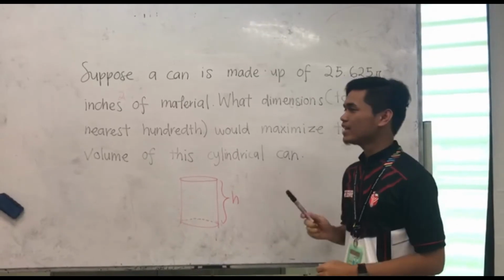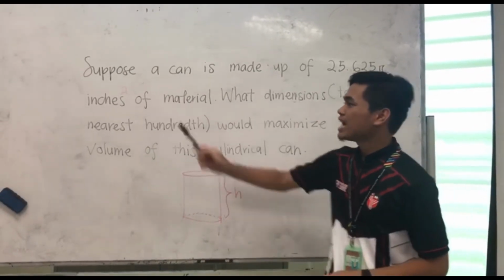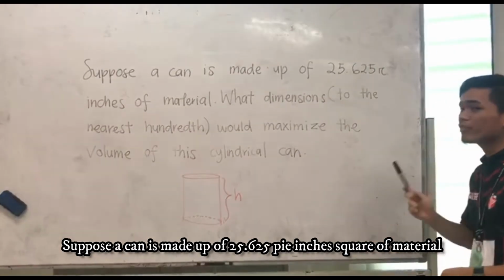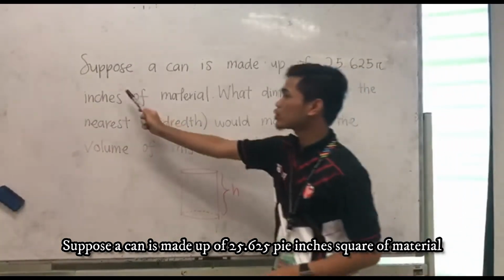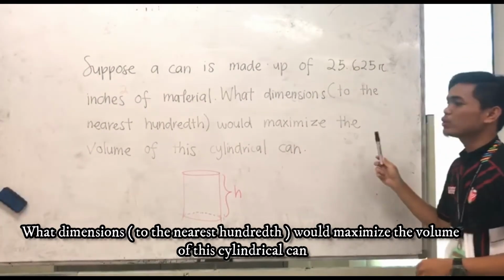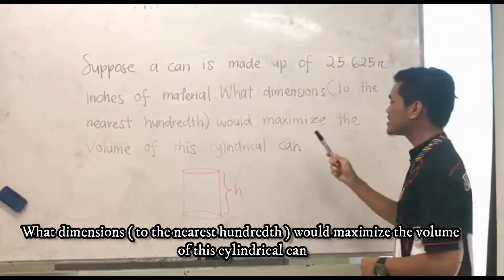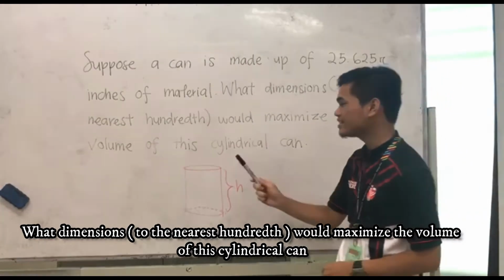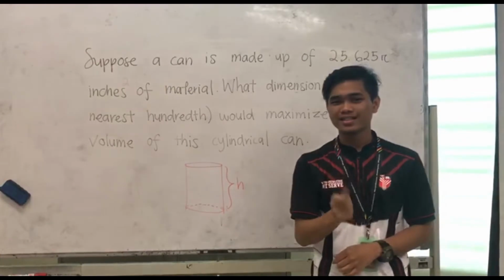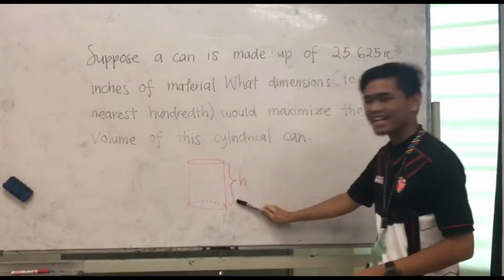Okay, first, let's read up the question first. Suppose a can is made up of 25.625 pi inches squared of material. What dimensions to the nearest hundredth would maximize the volume of this cylindrical can? So, what shape do you imagine? Yes, that's correct. Cylinder.